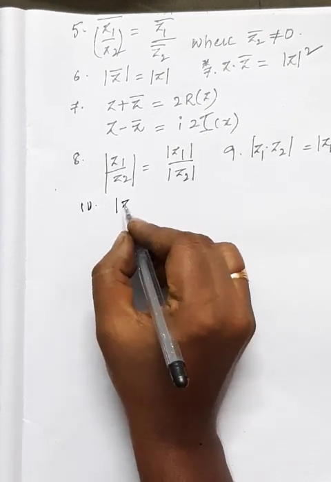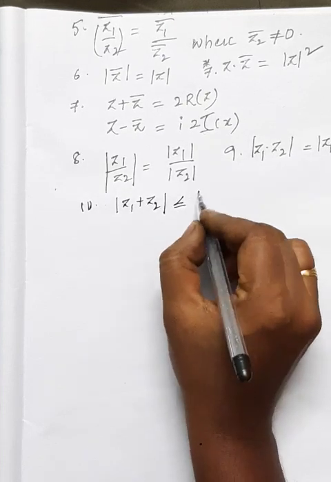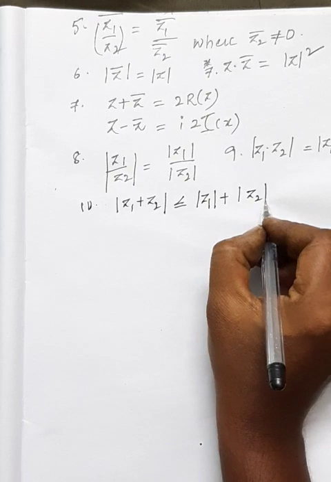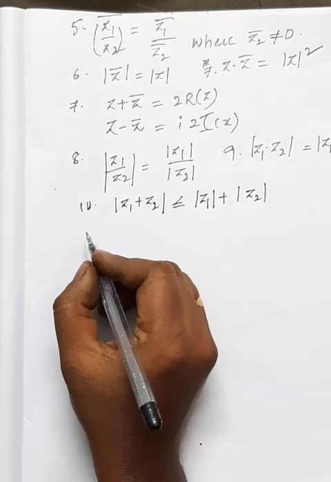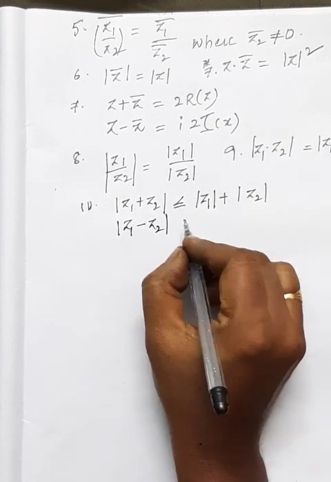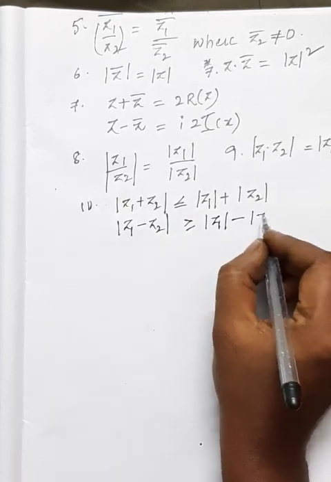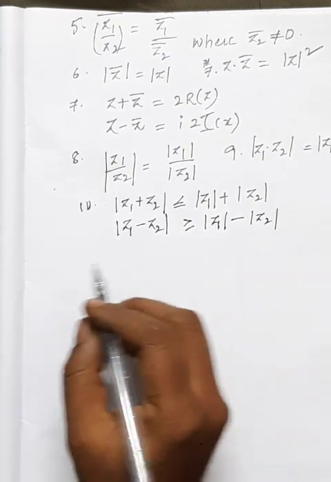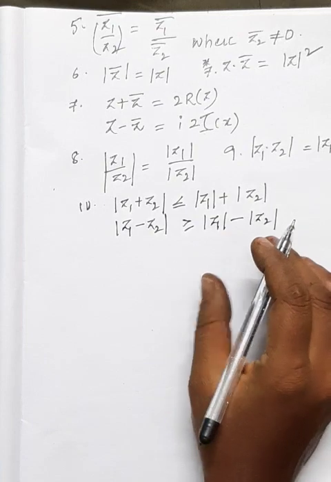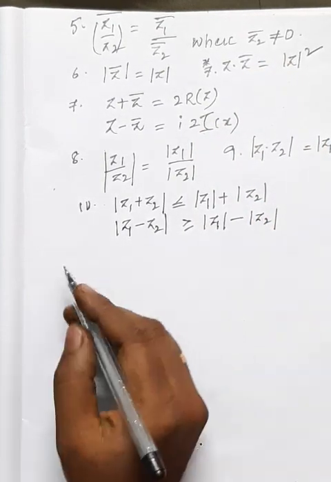mod of z1 plus z2 is less than or equal to mod z1 plus mod z2. Next, mod z1 minus z2 is greater than or equal to mod z1 minus mod z2. So this is all about modulus. This is all about conjugate. Now let us see about argument.